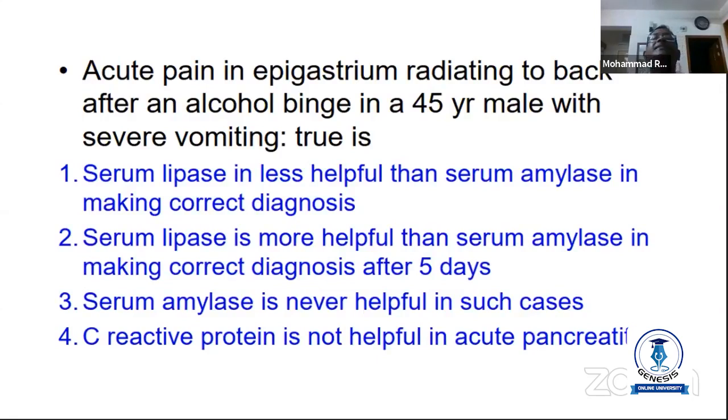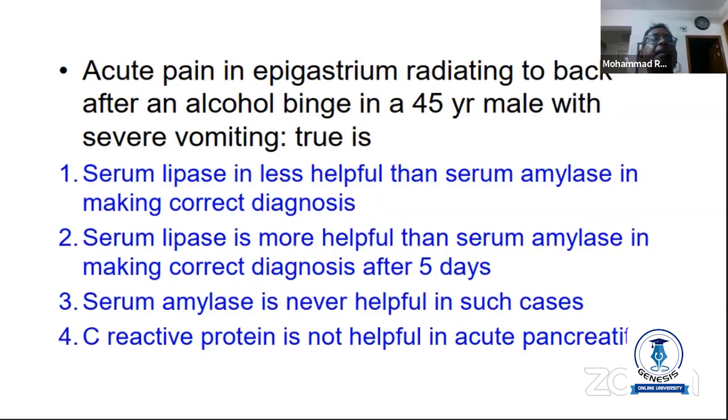Acute pain in the epigastrium radiating to the back after alcoholic binge in a 45 years male with severe vomiting. True is serum lipase is less helpful than serum amylase in making correct diagnosis. Serum lipase is more helpful than serum amylase in making correct diagnosis. Serum amylase is never helpful in such case, and C-reactive protein is not helpful in acute pancreatitis. What could be the cause?